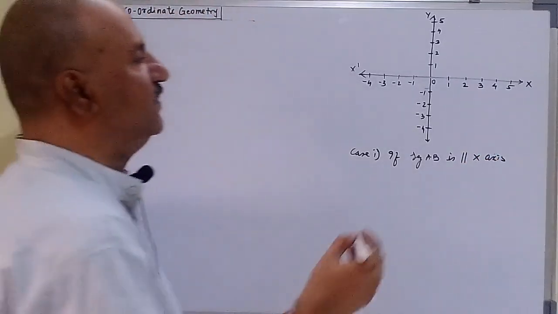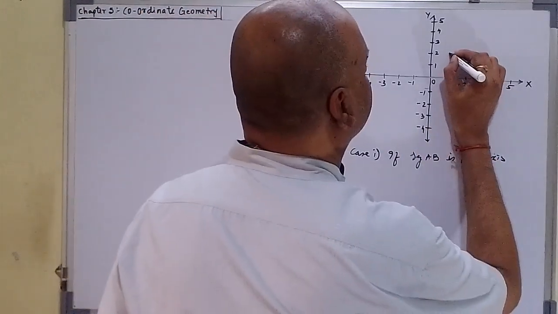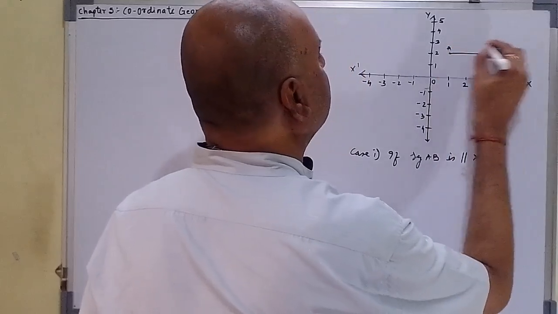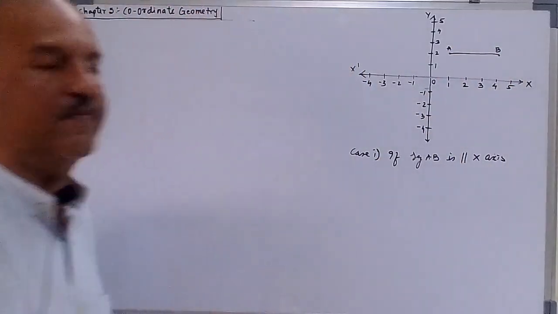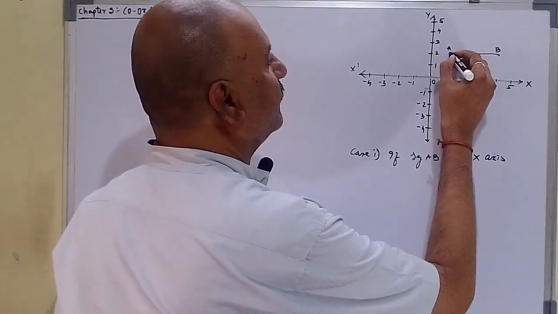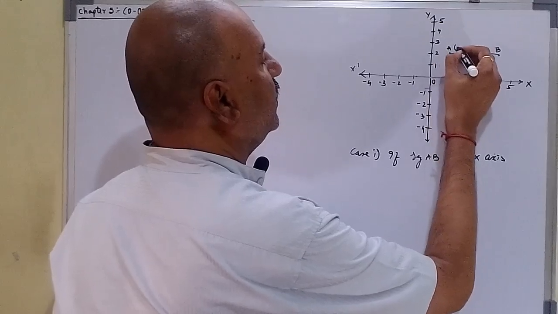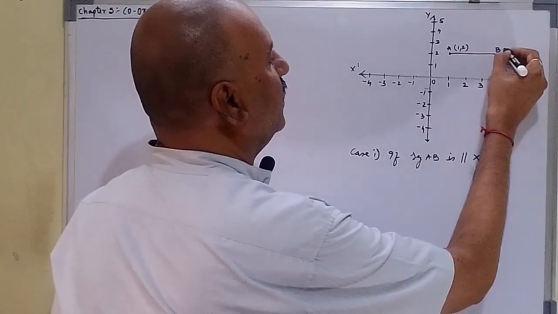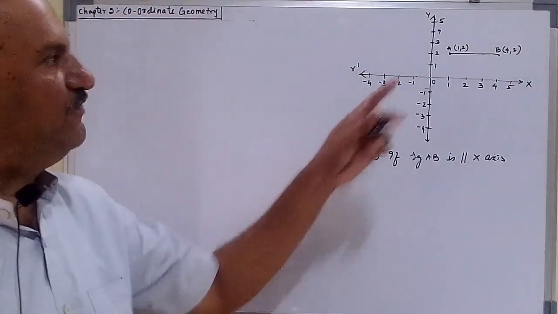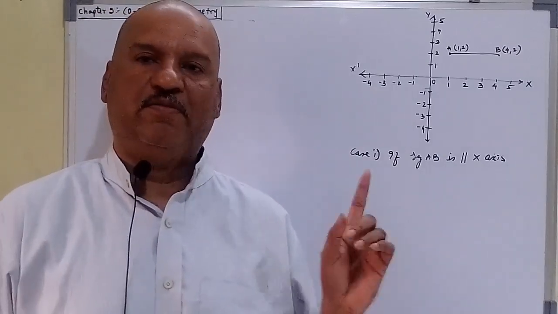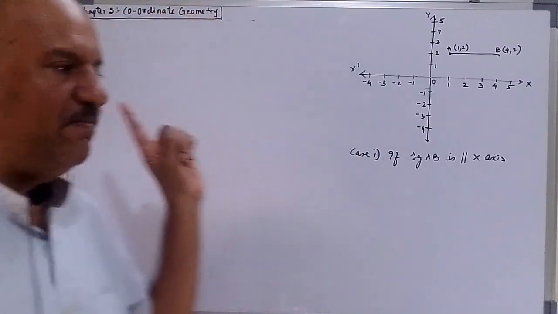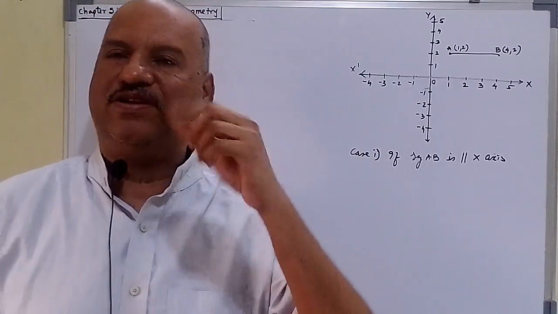So let's consider these points. Suppose this is A and this is B. What is the coordinate of point A? The coordinate of point A is (1, 2), and here it is (4, 2). Please see carefully: (1, 2), (4, 2). We want the distance between A and B. On the number line, there was only one coordinate.